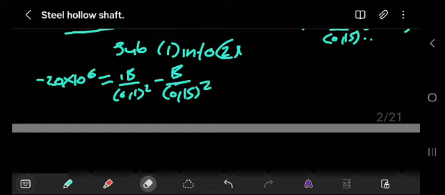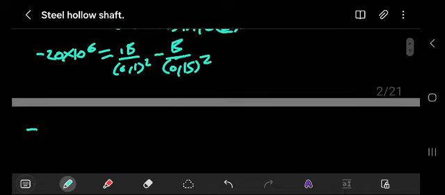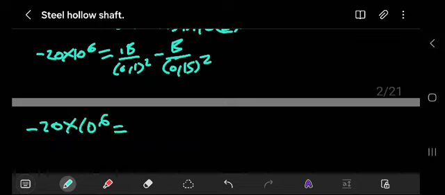So let me do it: we say 1 over 0.1 squared minus 1 over 0.15 squared. This will be the same as minus 20 times 10 to the power 6 equals 55.56 times B. Then we divide by this. We know the method of maths.